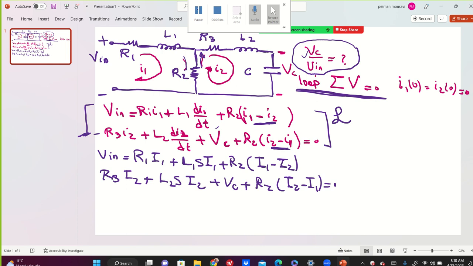Then we're assuming that the initial conditions for the currents I1 and I2 are zero, because we have a derivative here, and we're going to apply the Laplace transform to go to the frequency domain. So Vin is going to be R1 I1 plus L1 S I1, because the derivative gives you S, plus R2 (I1 minus I2), and here R3 I2 plus L2 S I2, and these are the rest. Okay, everybody?